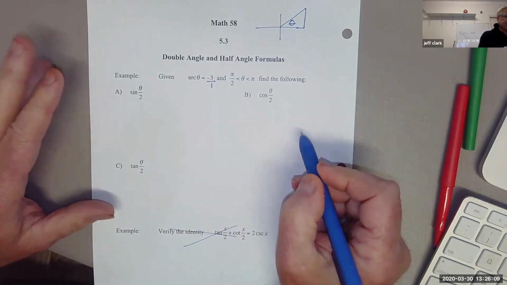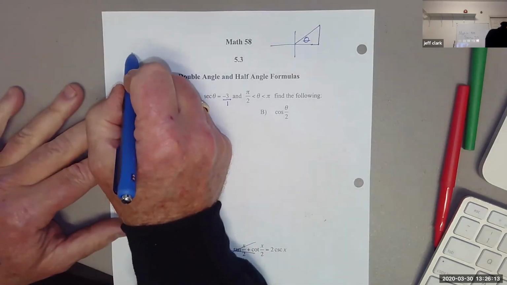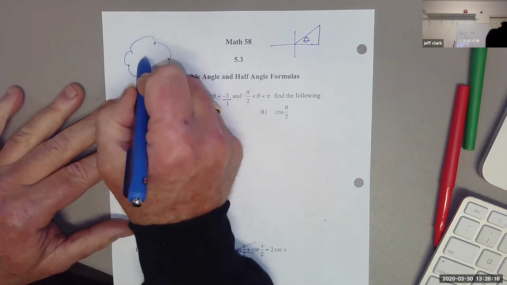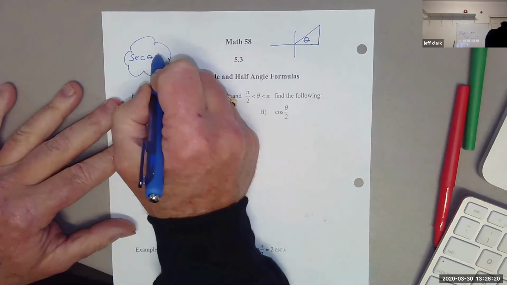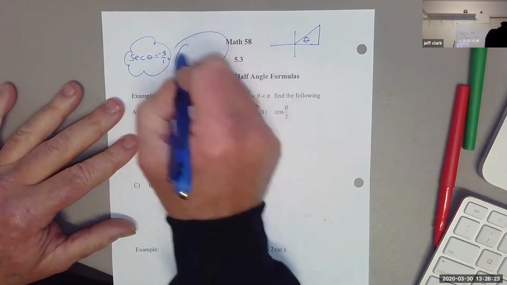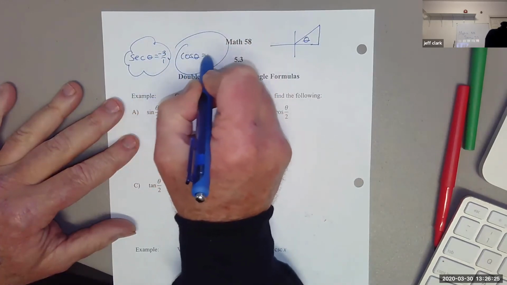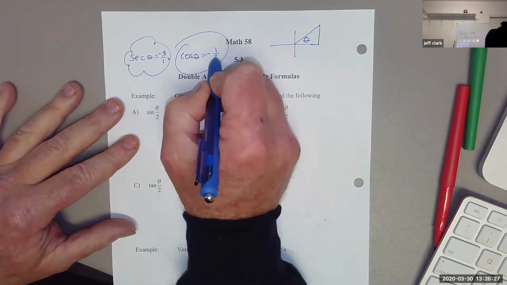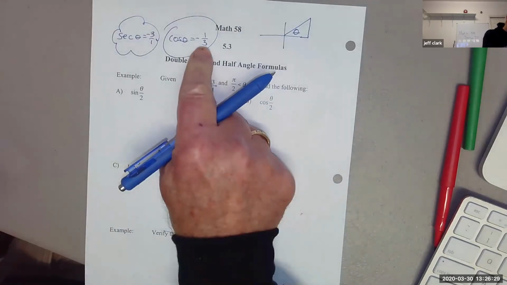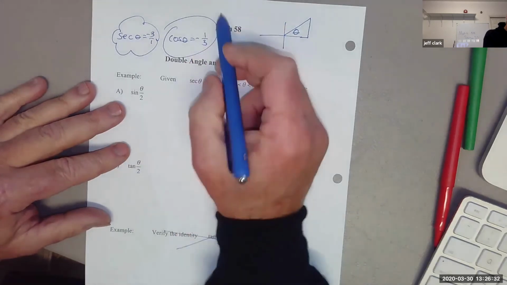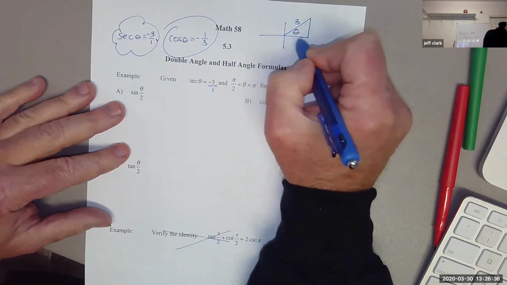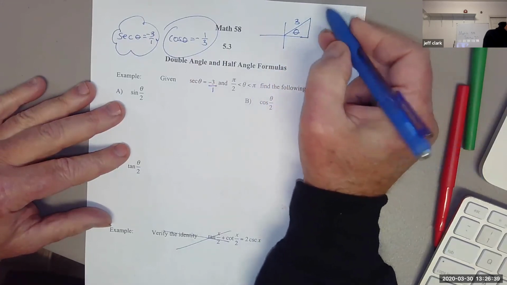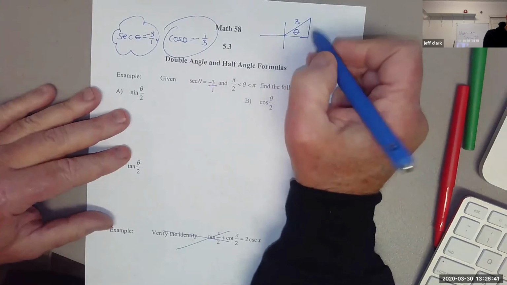Now, secant is the reciprocal of cosine. So I'm thinking secant of theta is equal to -3/1. So cosine of theta is equal to -1/3. A little easier for me to remember this because that's adjacent over hypotenuse. So a hypotenuse has to be here. Adjacent has to be here. I've got my triangle in the wrong quadrant.